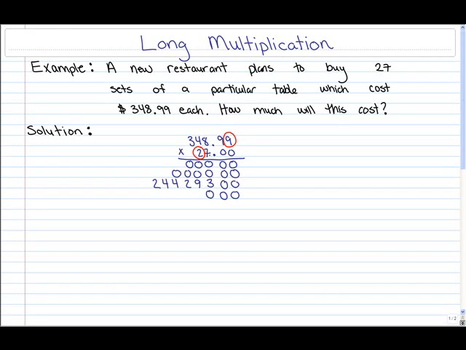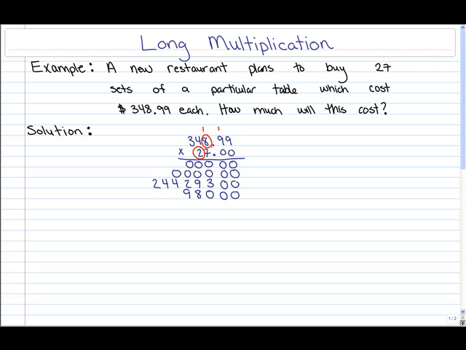9 times 2 gives us 18, so we're going to write the 8 from 18 down below, and we're going to carry the 1 from the 18 up above the next digit in the multiplicand. Now move on to the next digit of the multiplicand, which is a 9 again. 9 times 2 gives us 18, but we're going to have to add the 1 that we carried forward from the previous step, which gives us 19. We write the 9 down below, and we carry the 1 from 19 forward to the next digit of the multiplicand.